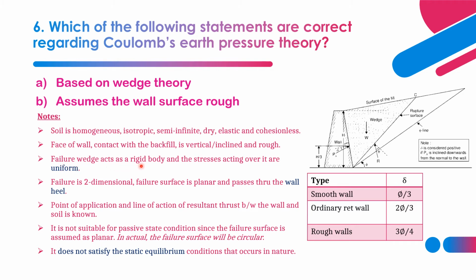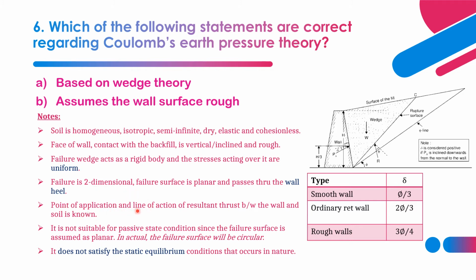Failure wedge acts as a rigid body. This is a failure wedge. This acts as a rigid body. That is, there will be no yielding, and the stresses acting over it are assumed to be uniform. The failure is two-dimensional. The failure surface will be planar and passes through the wall heel. So this is the wall heel, and the failure is passing through this point, and this failure surface is assumed as planar, and that will be two-dimensional.